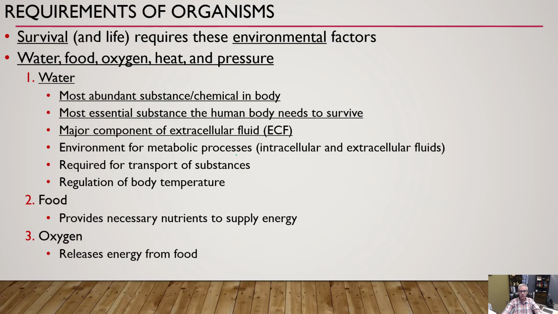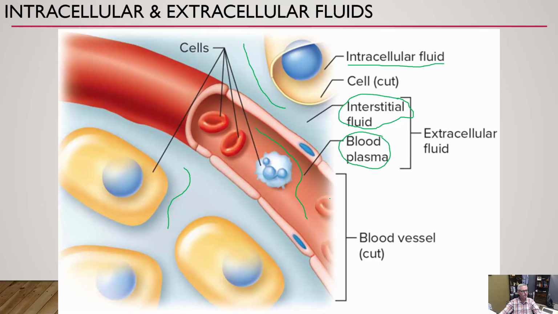Obviously, we need to eat food in order to survive. Oxygen. Remember that now we don't need oxygen to breathe in order to live. We need oxygen in order to release that energy from food. And remember that energy is in the form of ATP. ATP is going to be our energy.